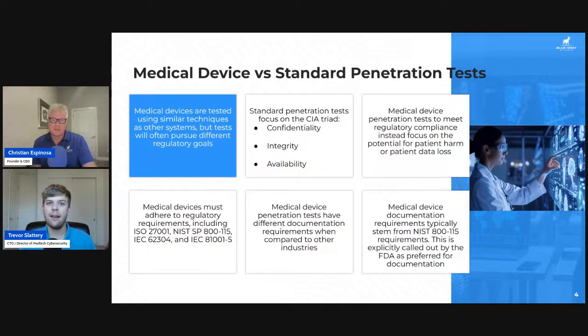Now, having said that, we're trying to pursue a different outcome if we're looking at a medical device. A standard penetration test is focused on the CIA triad. That stands for confidentiality, or keeping sensitive information a secret; integrity, ensuring that nothing has been tampered with or modified without permission; and availability, ensuring that we have reliable uptime for a device or a service.